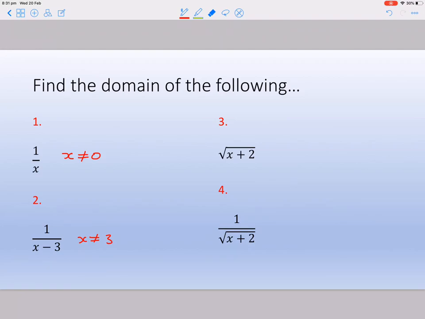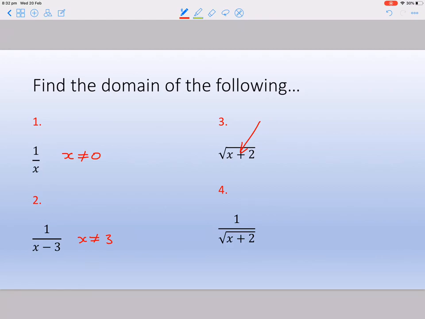Now, numbers 3 and 4 are really closely related, so I put them as the same example. They're not the same example, they're two very different questions, but both involve x plus 2. Instead of doing the sum over again, we can see the slight differences of having a square root by itself and a square root in the denominator. With number 3, whatever is underneath the square root has to be positive, because we can't square root negative numbers.